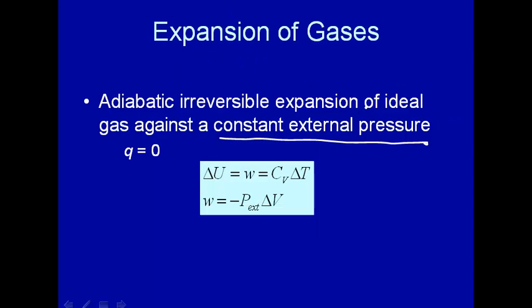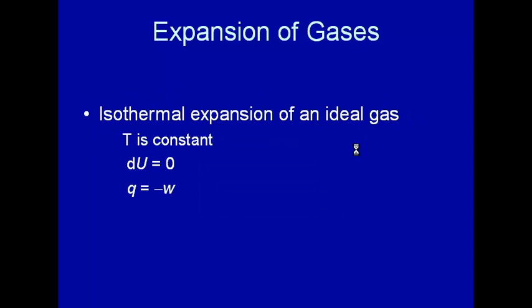All right, so that's kind of interesting. So two ways to calculate the change in internal energy. It's heat capacity at constant volume times the change in temperature, or pressure times the change in volume when you have an adiabatic irreversible expansion at constant external pressure. That's interesting. All right, let's consider the case now where we have an isothermal expansion of an ideal gas.